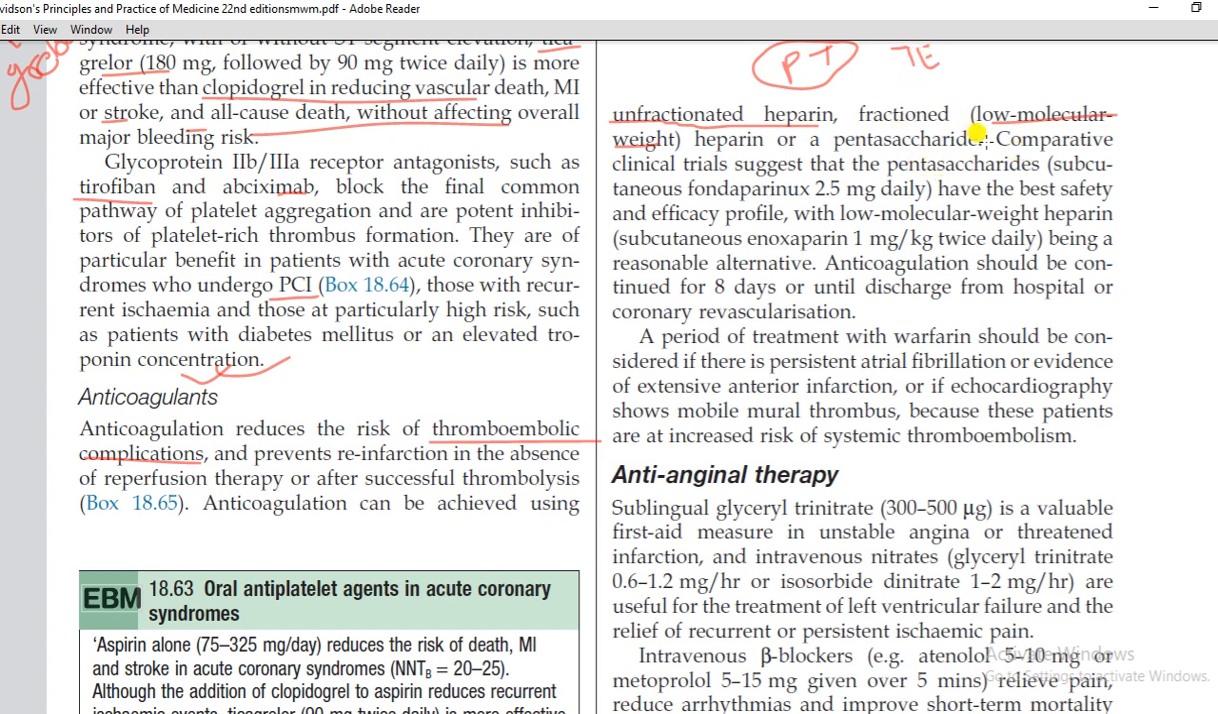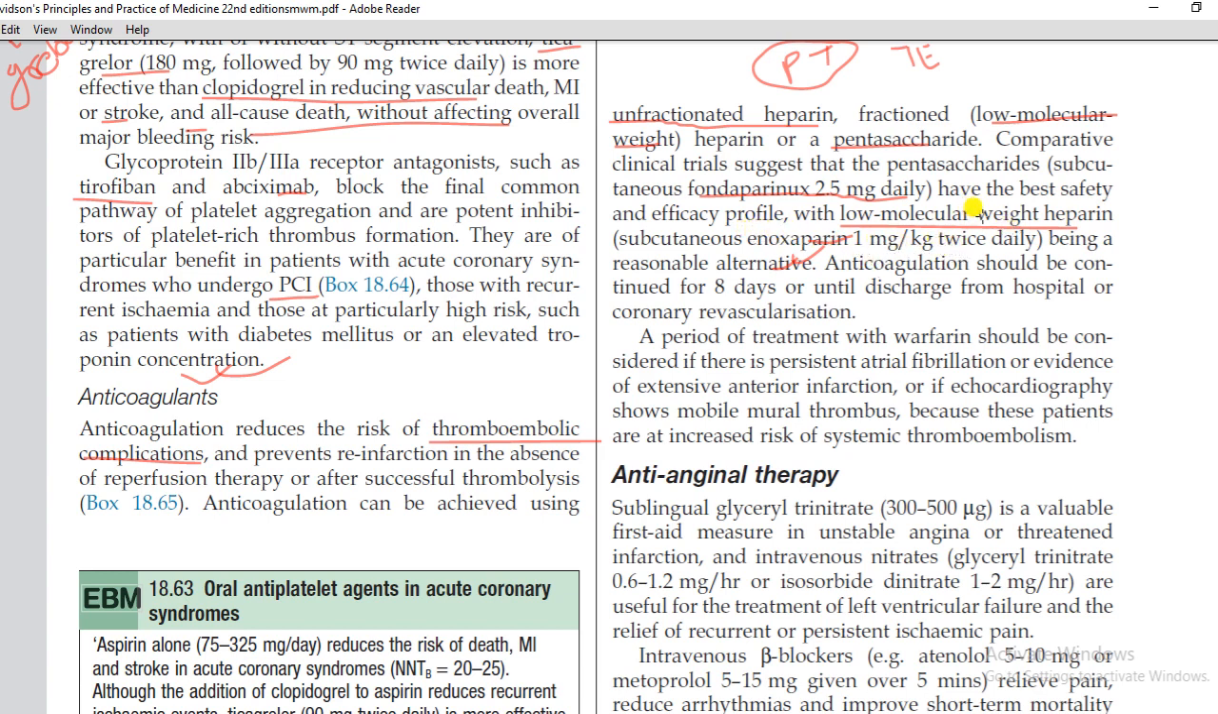Okay, comparative clinical trials suggest that these pentasaccharides, subcutaneous fondaparinux 2.5 mg, have the best safety and efficacy profile, with low molecular weight heparin subcutaneously being a reasonable alternative. So the most suitable is pentasaccharide, and the name is given as fondaparinux 2.5 mg once daily. However, its alternative could be low molecular weight heparin, which should be given twice a day, 1 mg per kg twice.